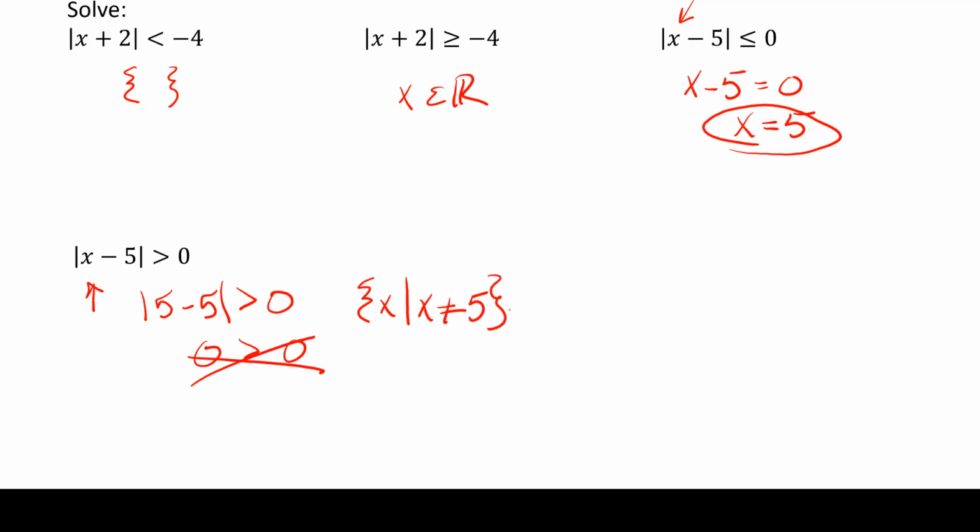But any other value for x is going to make this work because every absolute value is greater than or equal to 0. They're all positive numbers. So every single possibility for x will work. It's just that x equals 5 doesn't work because it makes it equal to 0, and that's not what this particular inequality is talking about.